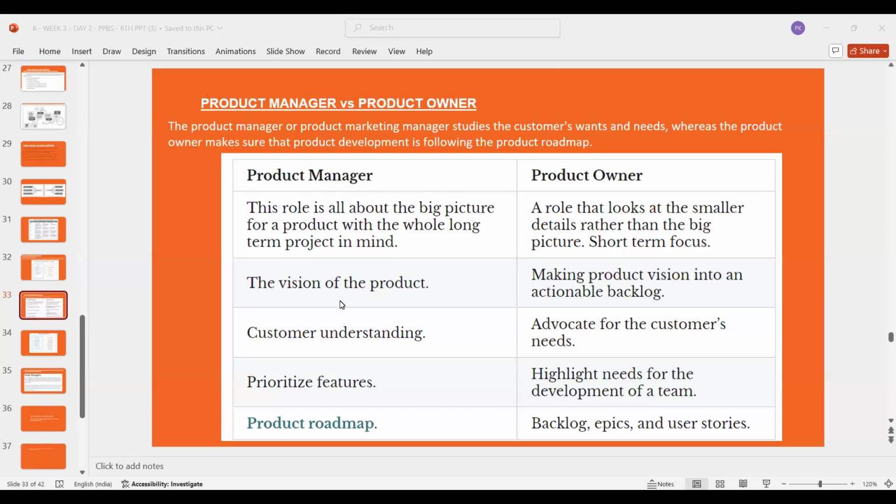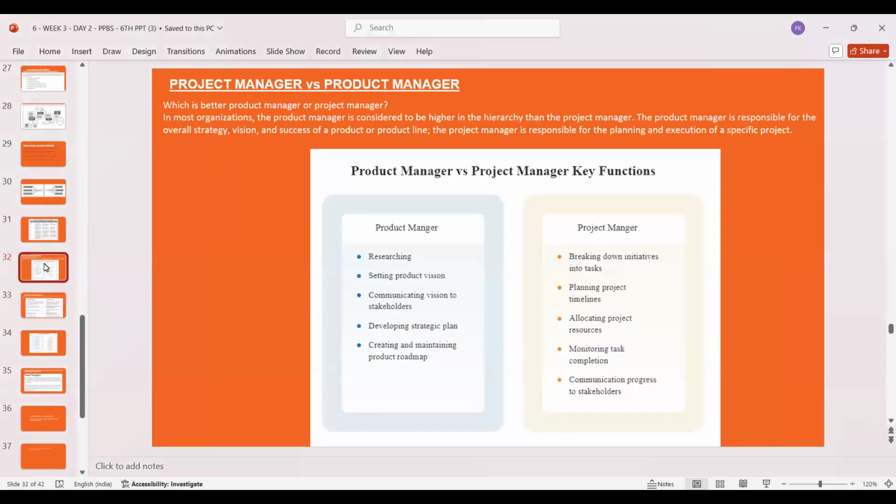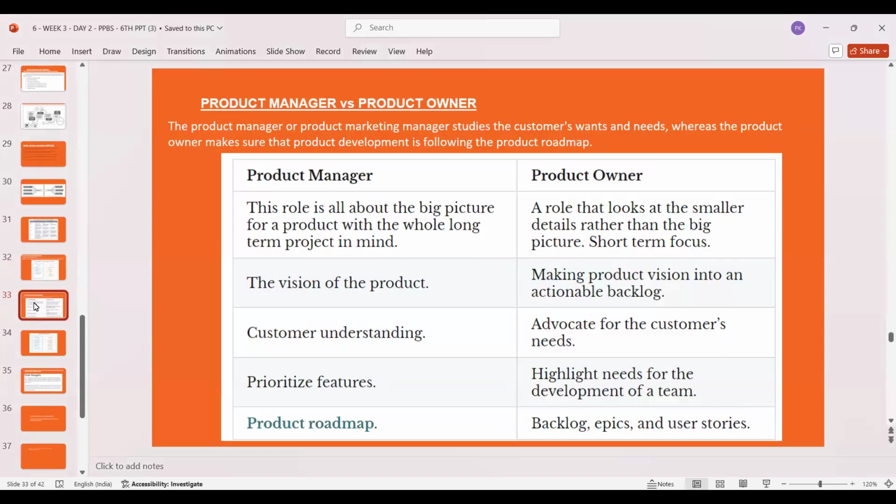Yesterday we learned about project manager and product manager, right? Everybody with me? Yesterday we stopped at understanding the difference between product manager and project manager. And today we will learn the roles, responsibilities, or outlook of these two roles, that is product manager and product owner.